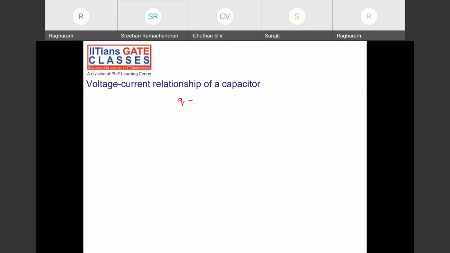See, we have Q is equal to CV. And what is current? Current is nothing but rate of change of charge. We have seen in the first class, I is dq by dt. So what is I? I is nothing but d by dt of CV, which is C dV by dt. So the current and voltage equation is I is C dV by dt.